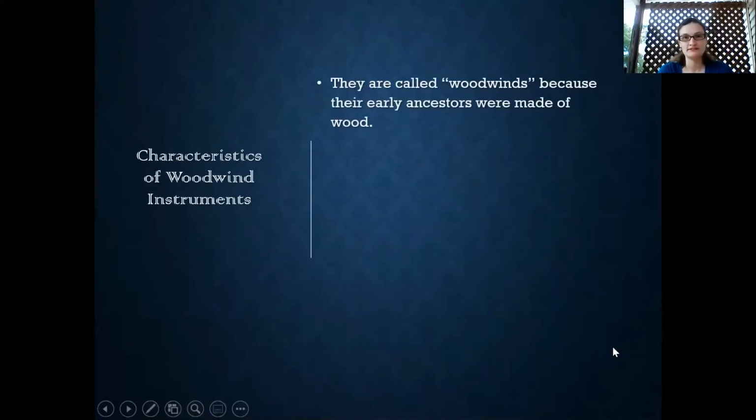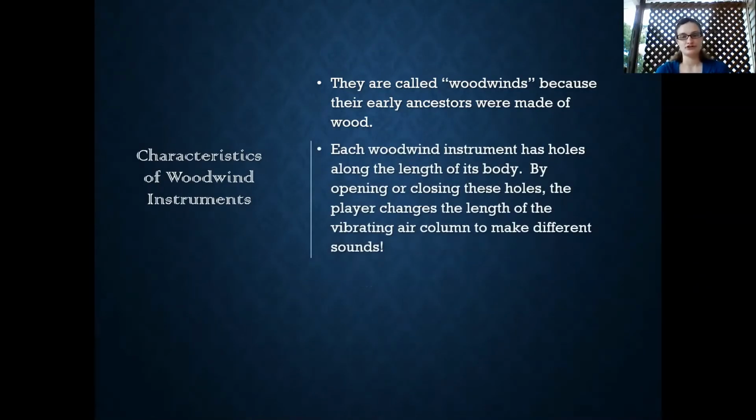So some characteristics of the woodwind instruments is that they're called woodwinds because their early ancestors were made of wood. Each woodwind instrument has holes along the length of its body. By opening and closing these holes, the player changes the length of the vibrating air column to make different sounds.